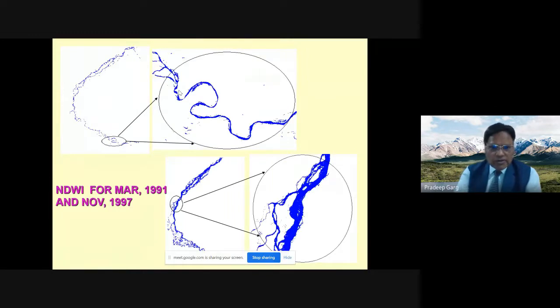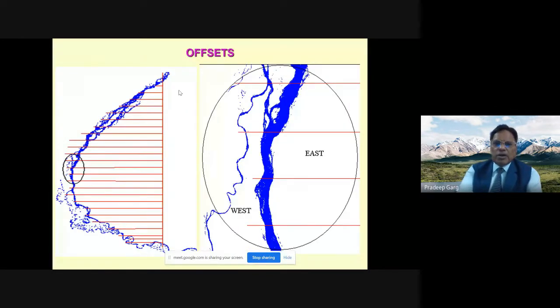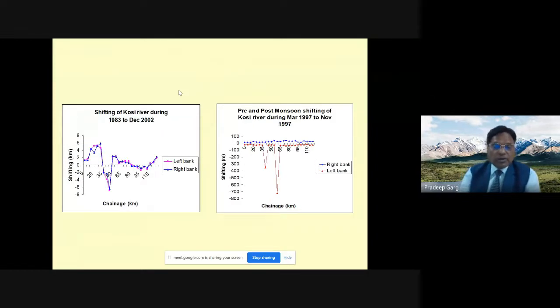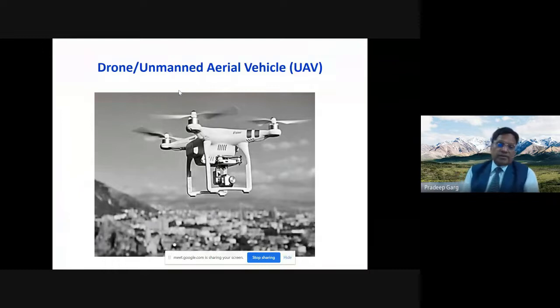So that kind of study can be carried out, and the shift in the river with respect to time can also be calculated. This kind of study is very, very useful whenever we have to protect some area from flood damage. We have to design some kind of structure on the river to change the behavior of the river so that the area is not affected.